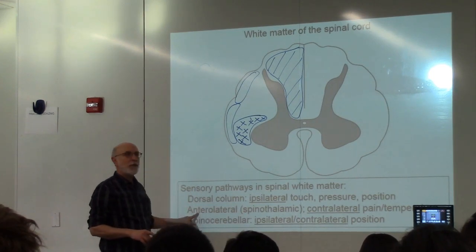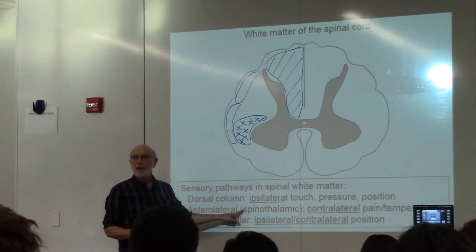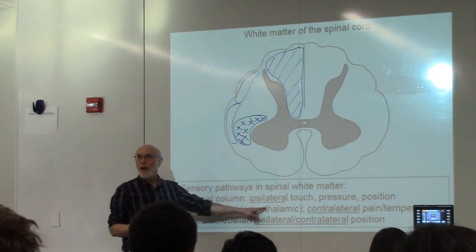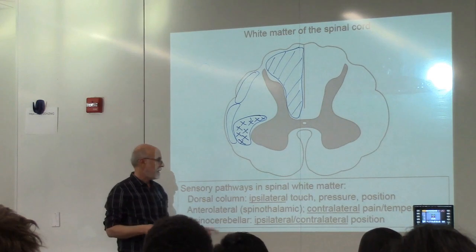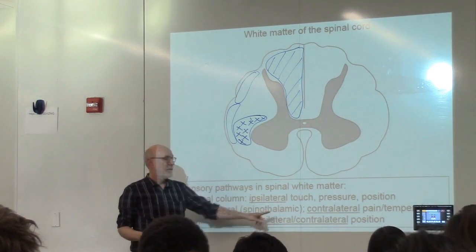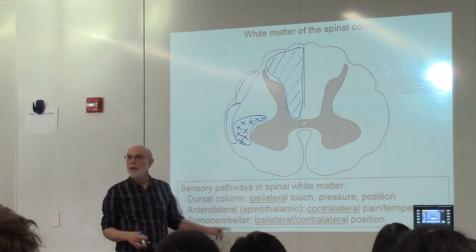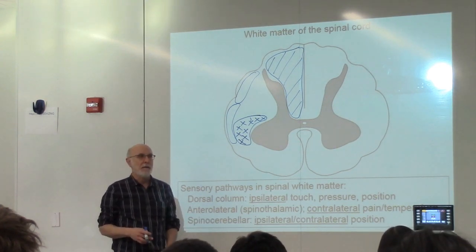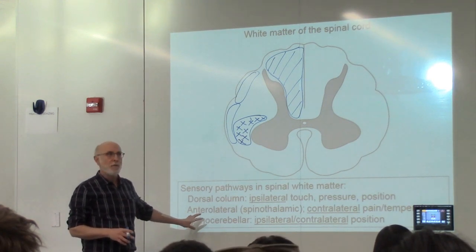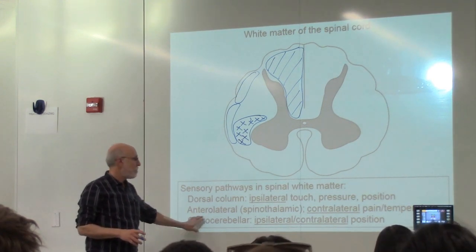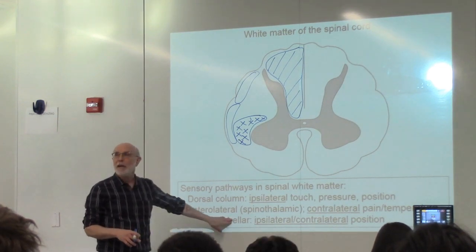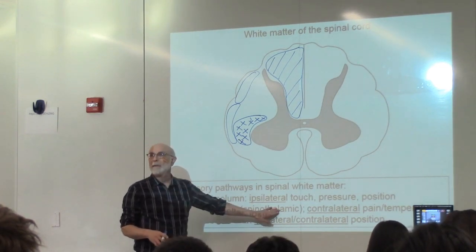The anterolateral column has another name, which you'll see in books, called the spinothalamic tract, which is helpful because it tells you it's going from the spine to the thalamus, which is what it's doing. Just like the name spinocerebellar is going from the spine to the cerebellum. So this is a nomenclature that you'll see maybe a few more times. It's always from to. From the spine to the cerebellum. From the spine to the thalamus.